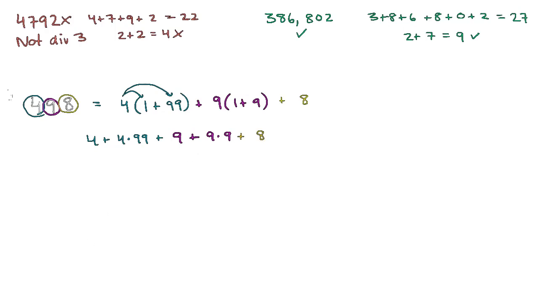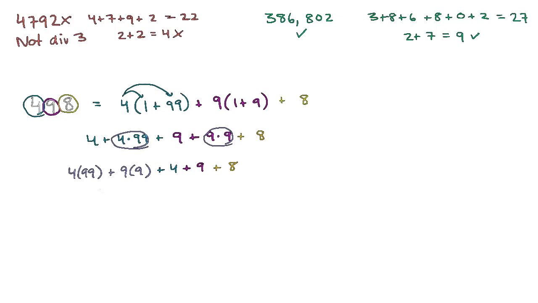And I can rearrange everything. These terms right over here, the 4 times 99 and then the 9 times 9, I can write over here as 4 times 99, with slightly different notation, plus the 9 times the 9. That's those two terms. And then we have the plus 4 plus 9 plus 8.